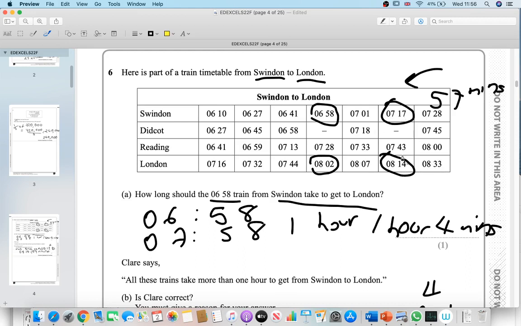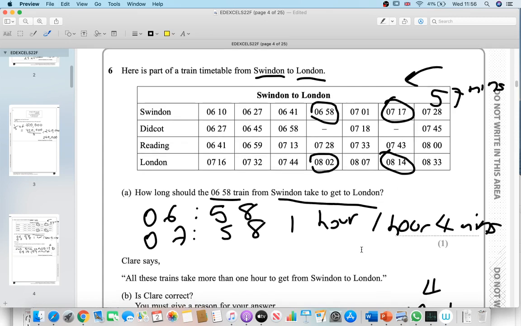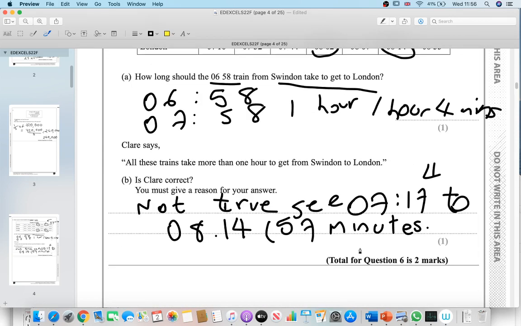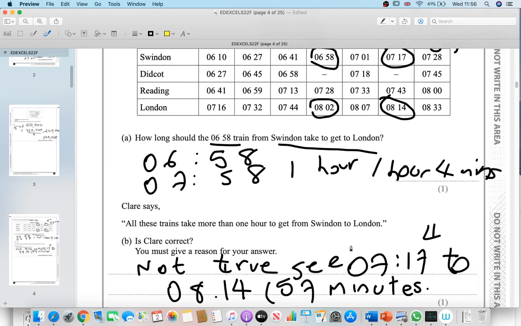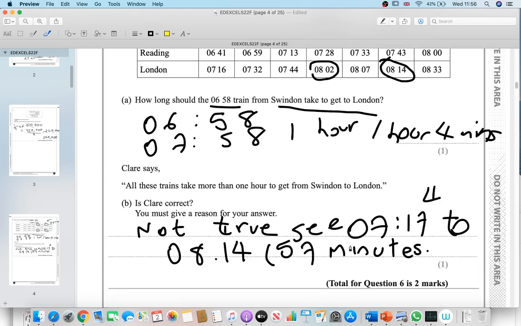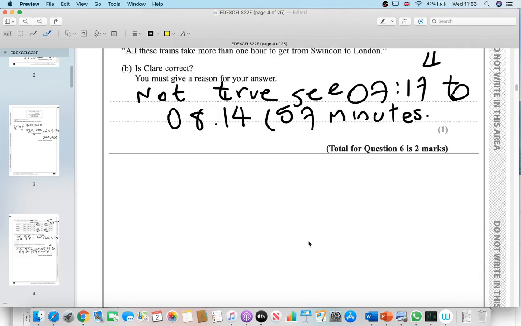But if I look here, 17 and 14, that's actually 57 minutes. So the answer is no. It's not true because the 7:17 train takes only 57 minutes and not 1 hour or more. Okay.